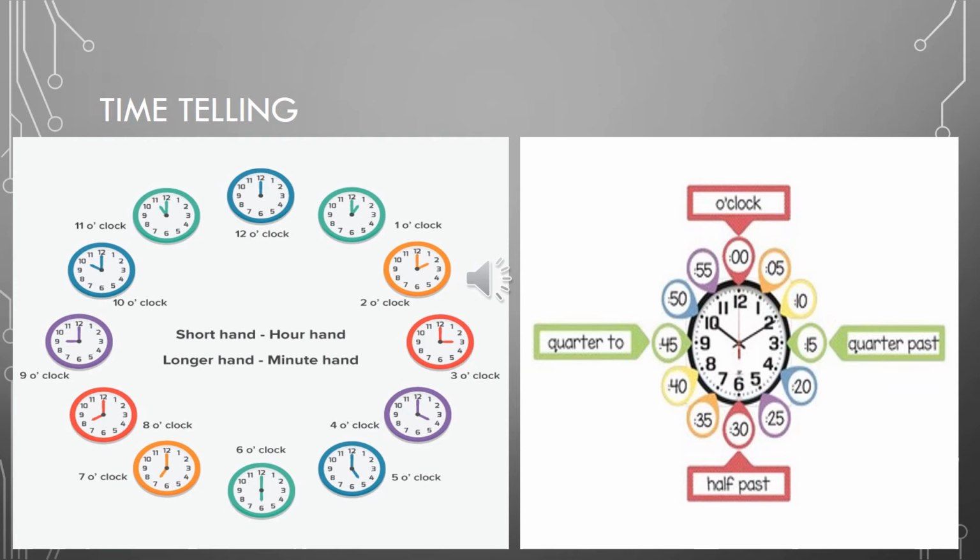And why do we write 00 on 12? Because it's o'clock. Done. Here the 60 minutes are completed and our 1 hour is equal to 60 minutes.